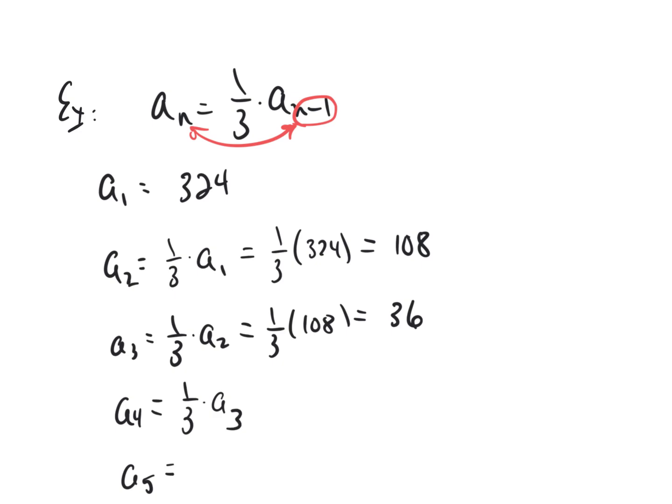Not a sub 4, a sub 3, because this has to be the previous term. There we go. And we just found a sub 3 is 36. So 1/3 times 36 is 12.